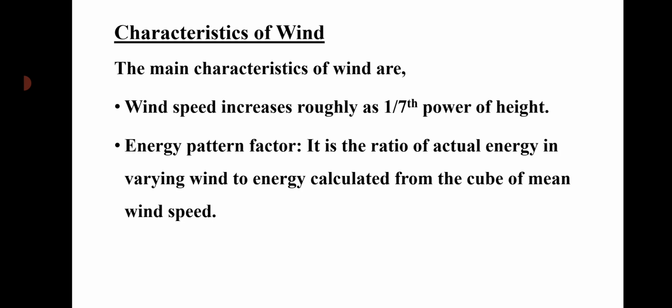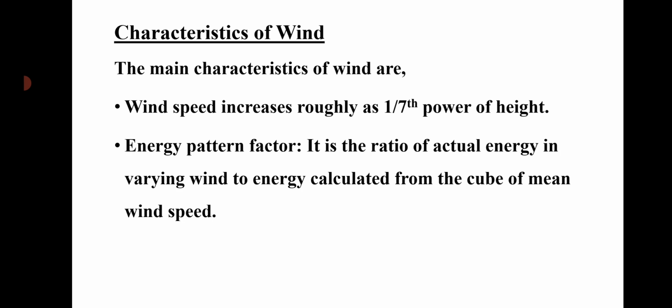What are the main things? The main thing is that wind speed increases roughly as 1/7 power of height. ഹൈറ്റിന്റെ 1/7 പവറിൽ wind speed increase ചെയ്യും. You know, the typical tower heights are about 20 meter to 30 meter. ഒരു വിൻഡ് മിൽ ടവറിന്റെ ഒരു ടിപ്പിക്കൽ ഹൈറ്റ് 20 to 30 meters ആണ്. And the wind speed increases roughly as 1/7 the power of height.